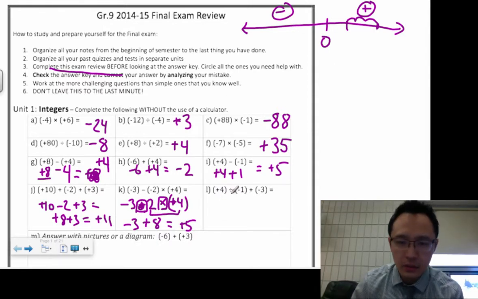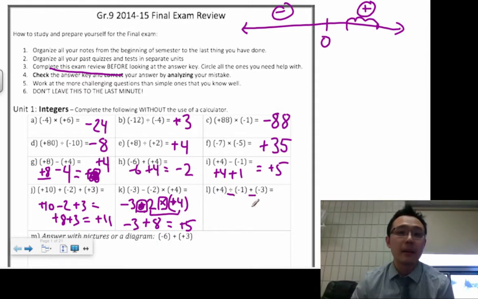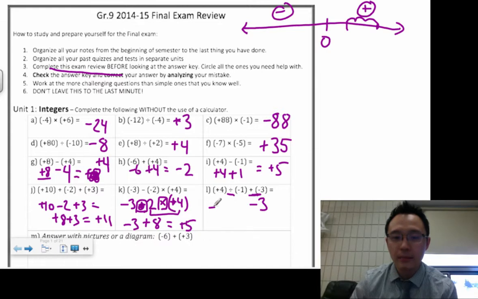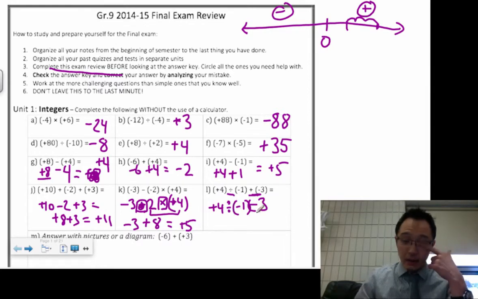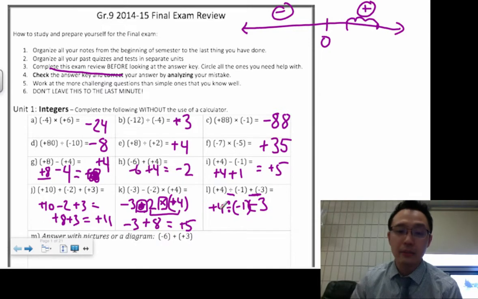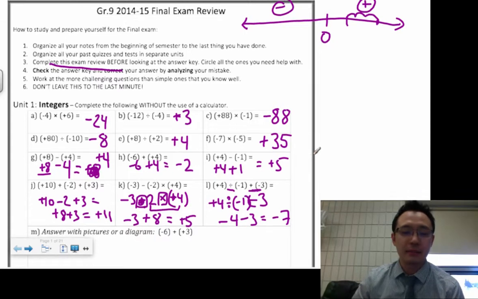L, I have a division, I have a positive. I'm going to combine my signs first. So this positive and negative gives me a -3. +4 divided by -1. Sorry, this should be like that. So right now I have a division and subtraction. I need to do division first. So 4 divided by -1. My sign positive and negative gives me a negative. And 4 divided by 1 is 4. And subtract 3, and that gives me -7. There we go.